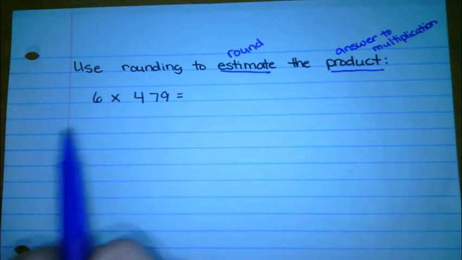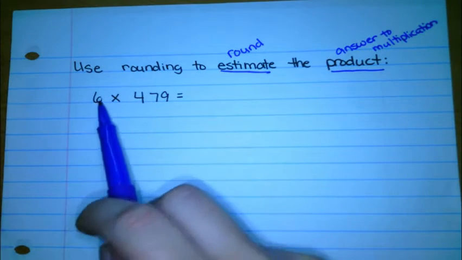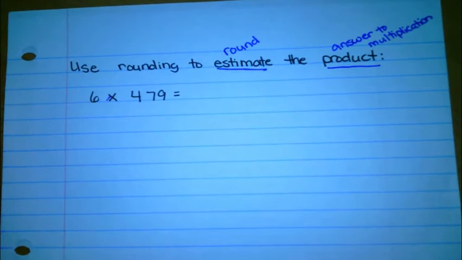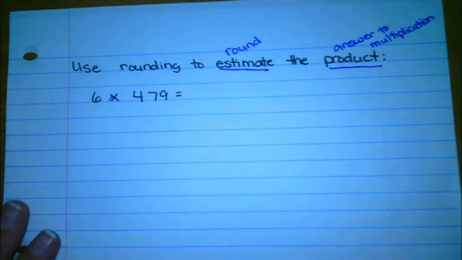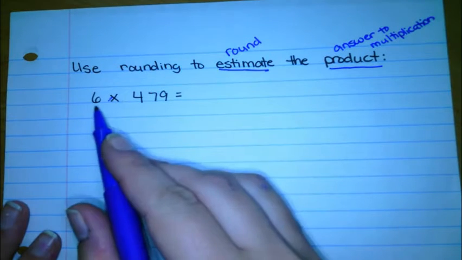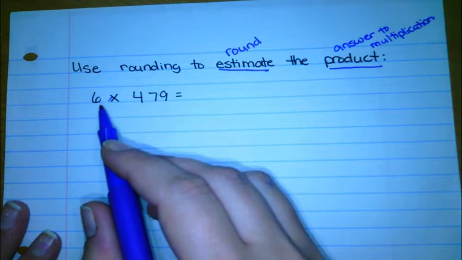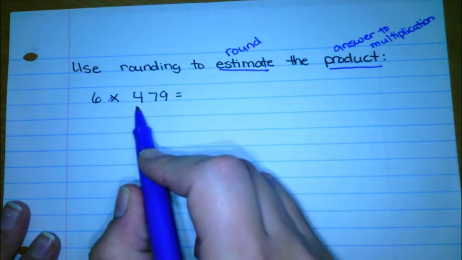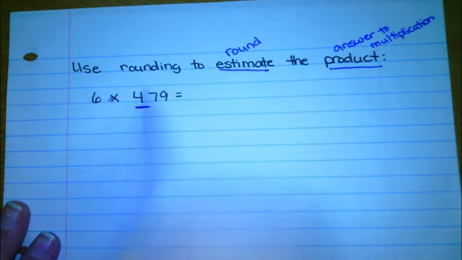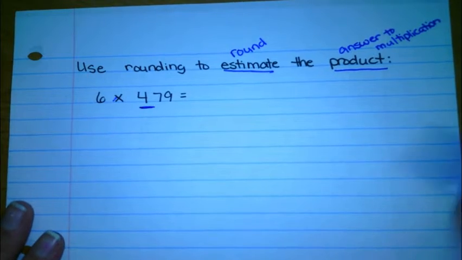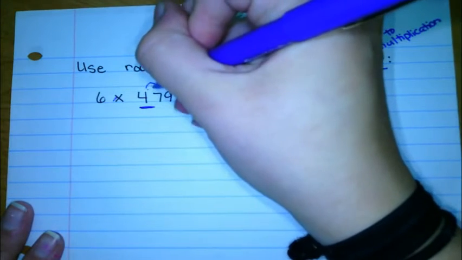So for this equation, we're going to try to solve 6 times 479 using rounding. So 6, already a pretty small number. We don't need to round that one. So we're going to go with the biggest number, which is the 479. We'll start in the largest place, which is the 4, and look next door.